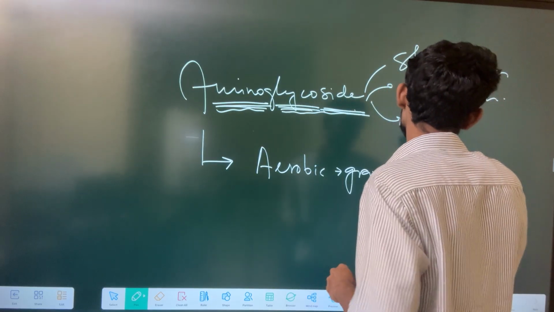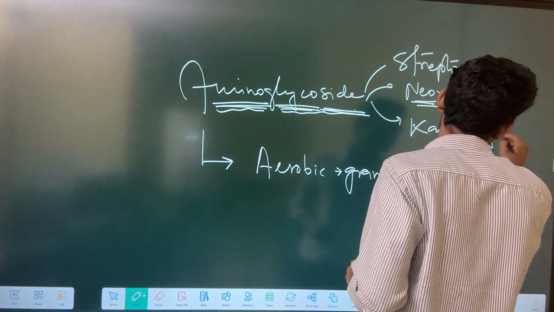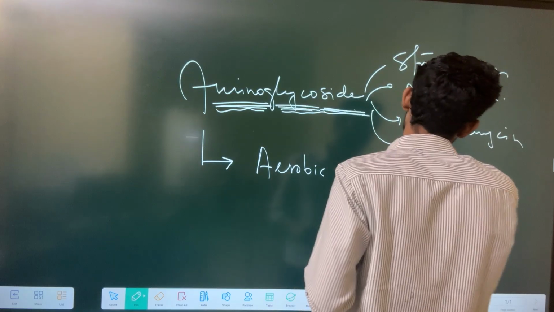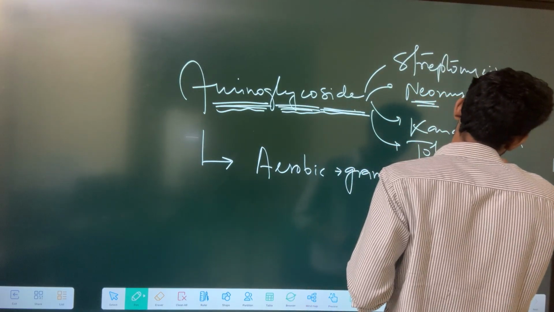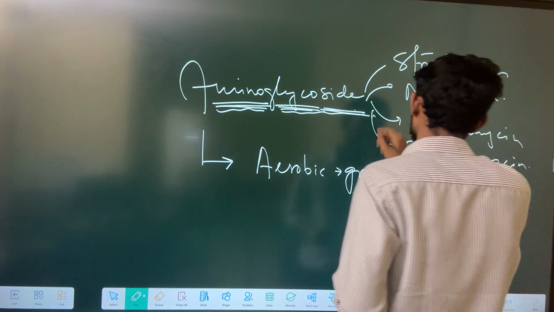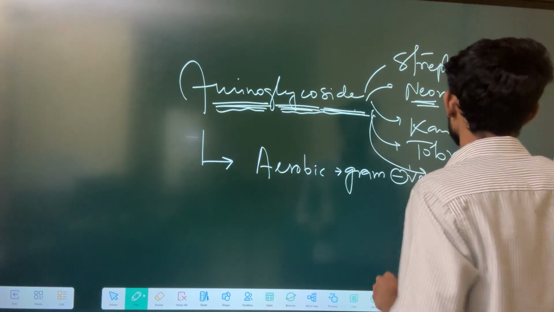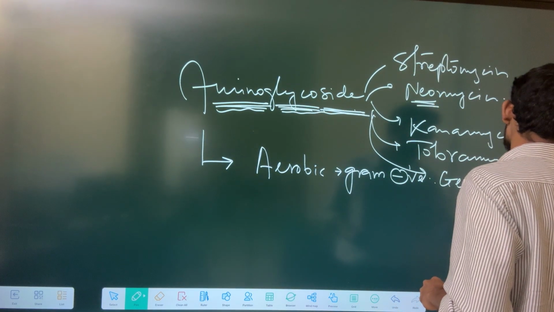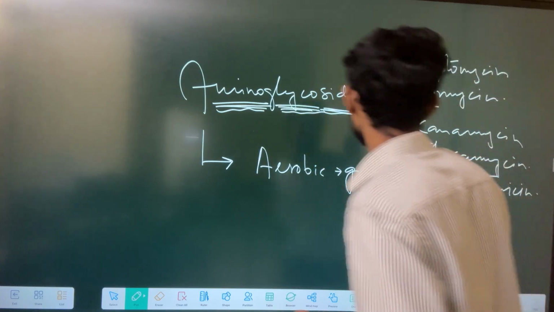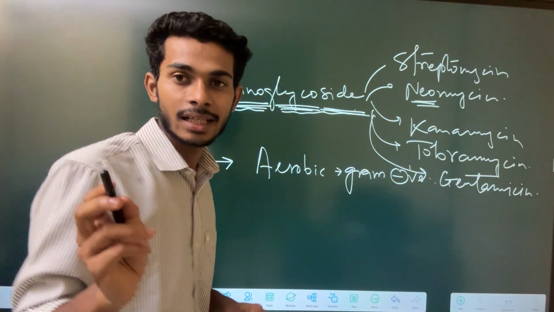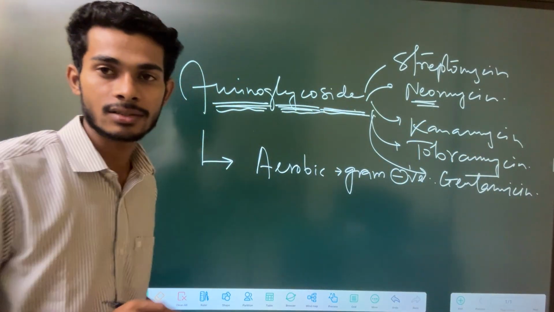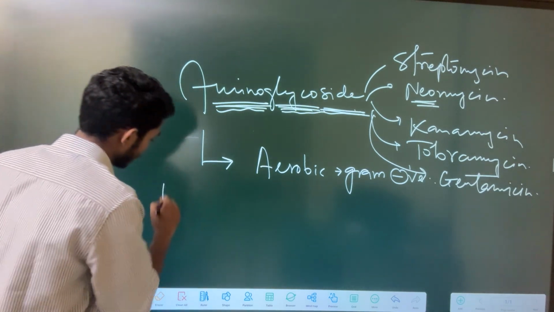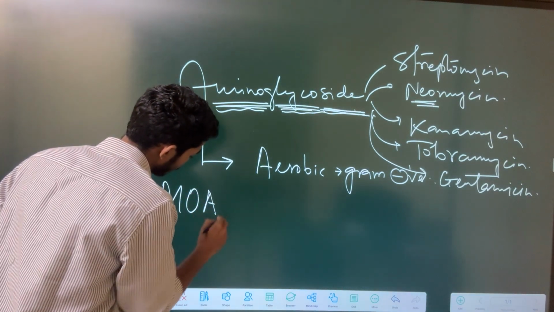Streptomycin, neomycin, then kanamycin, then tobramycin. This tobramycin is very importantly used, and then gentamicin. These are the most important drugs that come under the class of aminoglycoside. Now what is the mechanism of action? It is very simple. You have to understand.